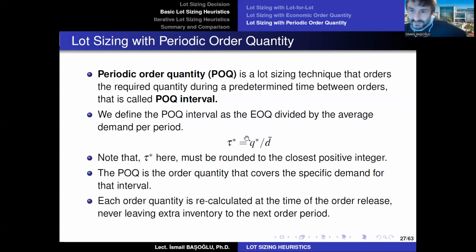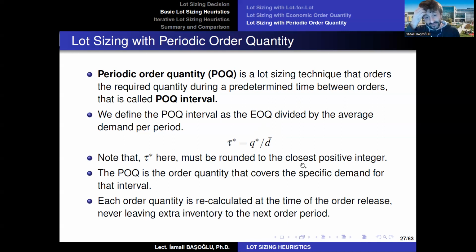Obviously, that result may not be an integer because the order quantity is usually rational and the average demand per week is also rational. When you divide these two values, you are going to end up with a rational number again. So since the periodic order quantity interval should be an integer for this planning problem, which is iterated over discretized periods, you round this value to the closest integer, closest positive integer, okay?